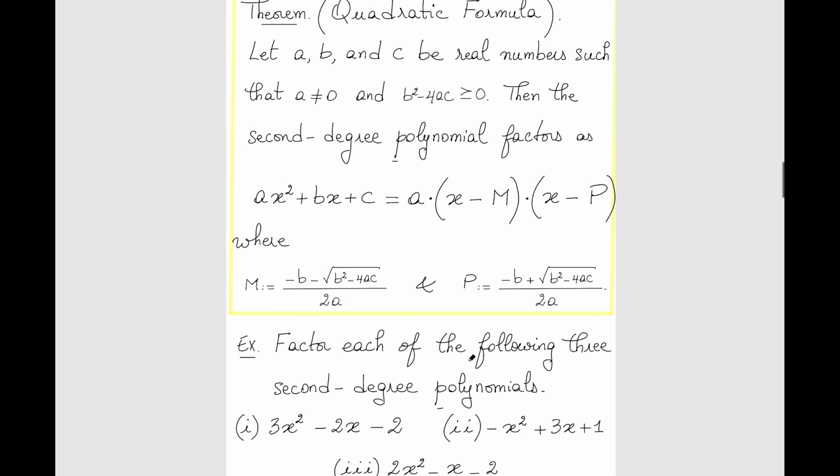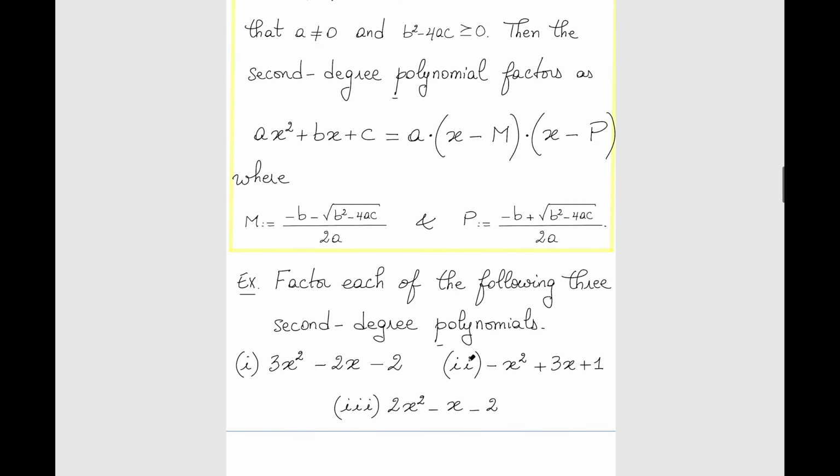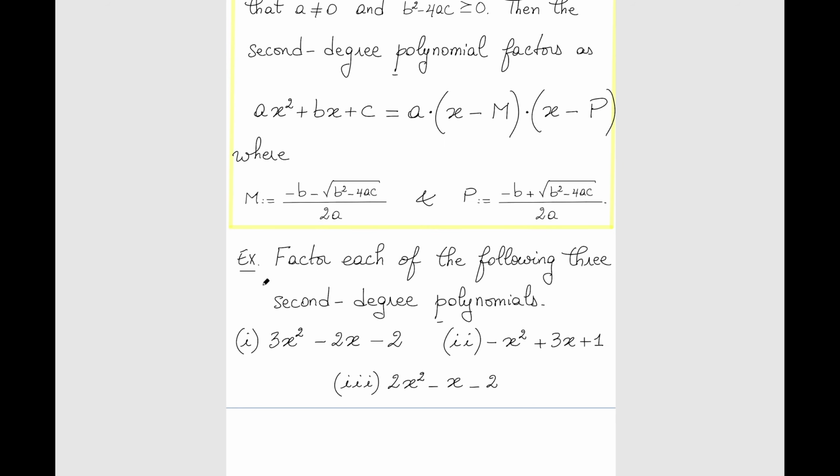All right, let's put the quadratic formula in action. Let's do the following exercise. Factor each of the following three polynomials, or second degree polynomials. Part 1, 3x squared minus 2x minus 2. Let's start with this. So part 1, 3x squared minus 2x minus 2.